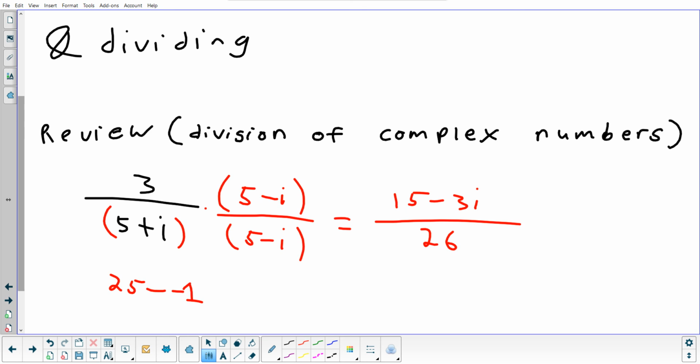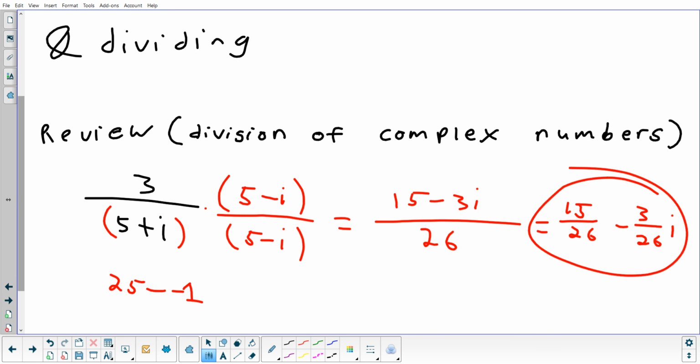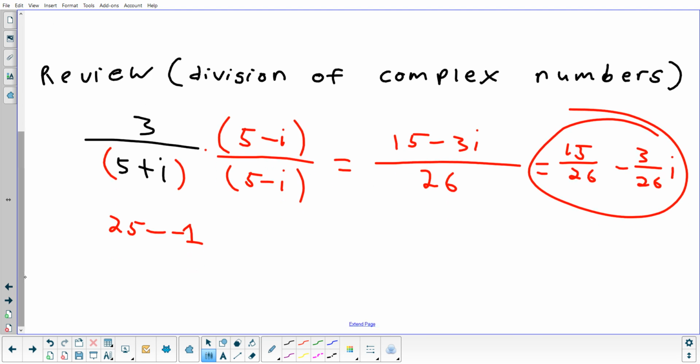Even using that trick to speed it up a little bit, this is still taking a little bit of time to get this done. Then, to put it in standard form, you're supposed to write it as two fractions: 15/26 minus 3/26. And that's how you divide complex numbers in standard form. So we've done that before. What we're really focusing on now is how can we do that a lot easier.